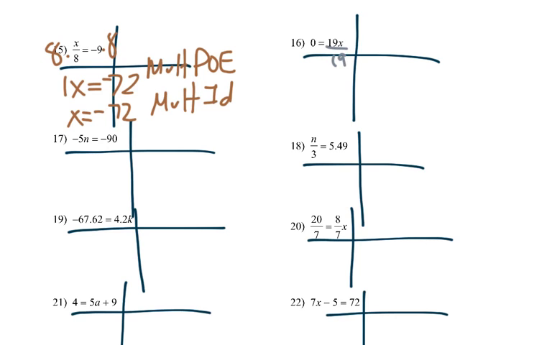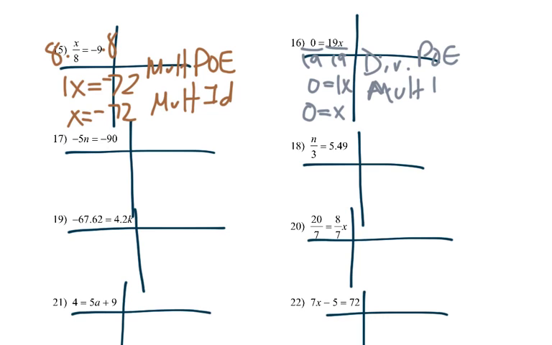16, we're going to divide by 19, giving us 0, because 0 divided by 19 is still 0, equals 1x. Get rid of that, and we got 0 equals x. So again, we use division property of equality. The multiplicative identity here gets rid of the 1. Okay, so moving on to the next.